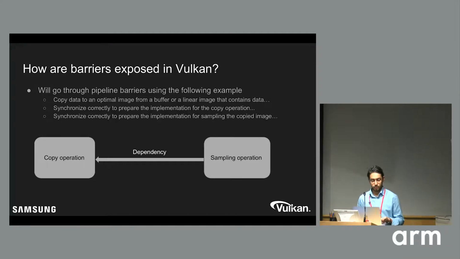So my example will be a very simple one since pipeline barriers are already overcomplicated. Basically, what I'll describe is copying data to an image in optimal tiling. That will be from a buffer or an image in linear tiling that has the data that's been copied to by the host. Then we make sure that we synchronize correctly so that the copy and the sampling happen in the right order. You can see there that the sampling operation has a dependency on the copy operation because we want to wait for it to complete.